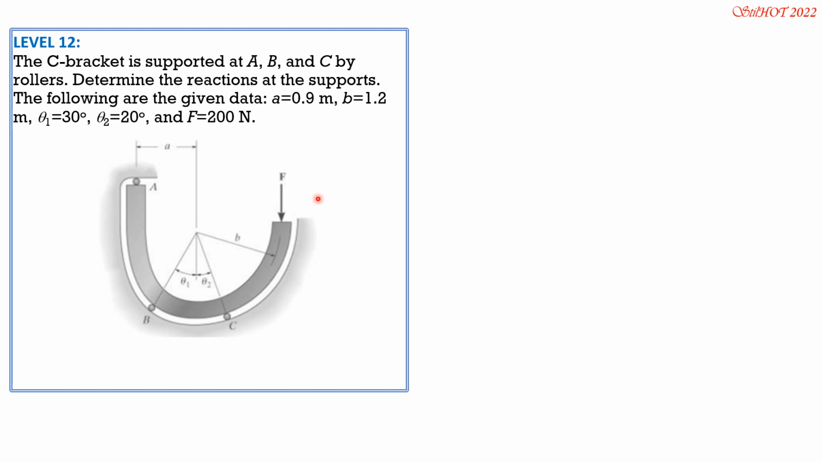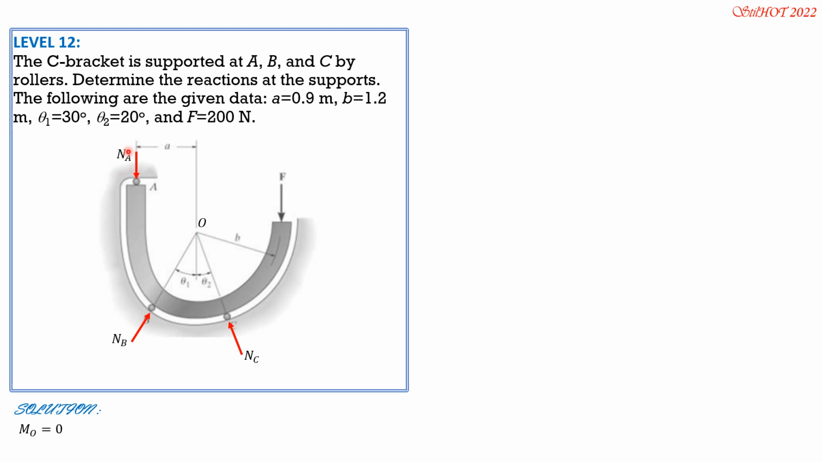So let's draw the free body diagram. Let's put the reactions here: normal reaction at A, normal reaction at B through this point, normal reaction at C also through this point, and let's call that point O. So first, summation moment O equals 0 so that we can compute NA.